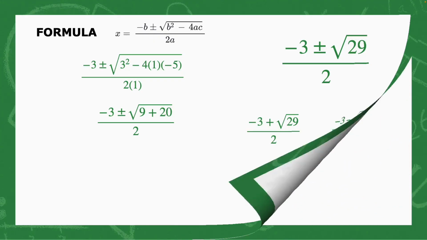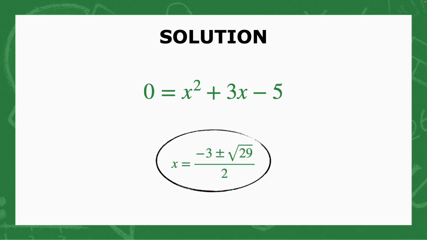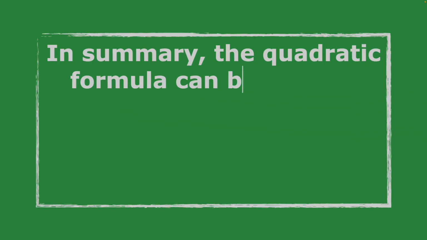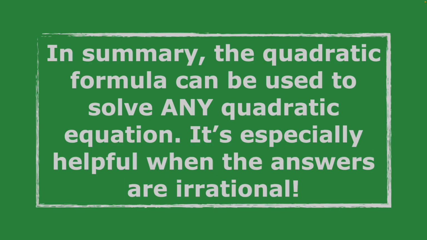So the solution to the equation x squared plus 3x minus 5 is best written as negative 3 plus or minus the square root of 29 divided by 2. So in summary, the quadratic formula can be used to solve any quadratic equation, and it's especially helpful when the answers are irrational, like that last example we saw.